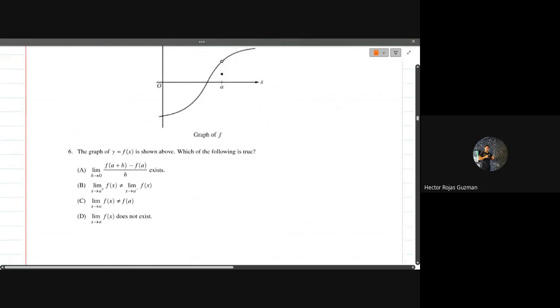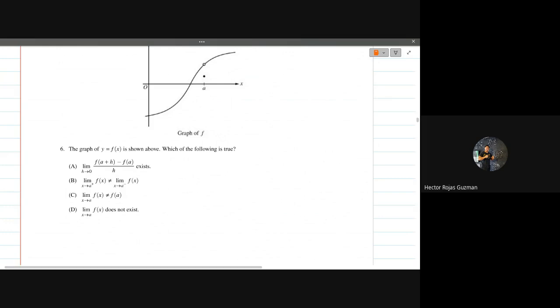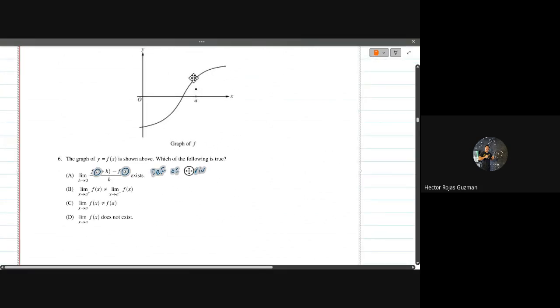Number 6. We have the graph of f of x. Which of the following is true? Okay, so the first option is talking about the derivative. It's the definition of a derivative. And this is saying the derivative as you approach a exists. And if you look at the graph, we have a removable discontinuity, which means the derivative does not exist. So false.